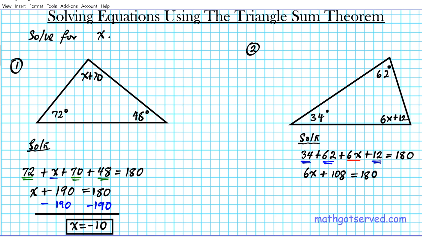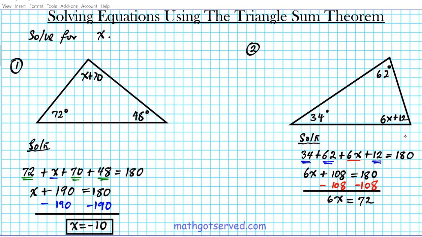Now we're going to get x isolated. To do that, we'll subtract 108 from both sides and divide the resulting equation by 6. Let's go ahead and subtract 108 from both sides of the equation. This adds up to 0. So we have 6x is equal to 72.